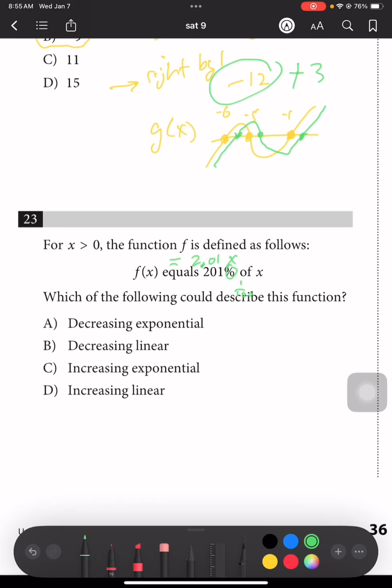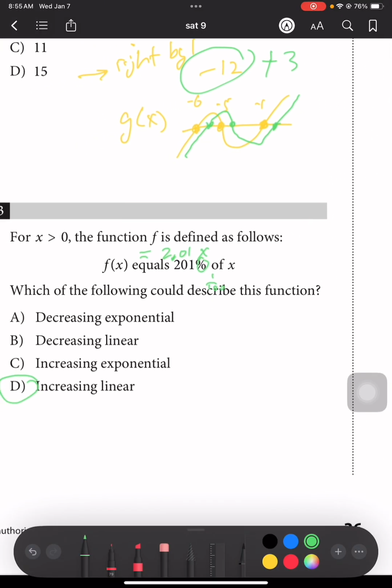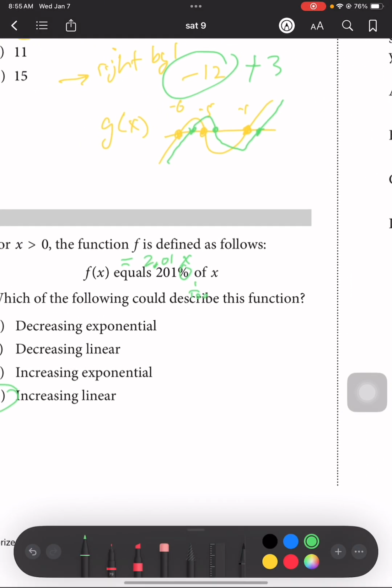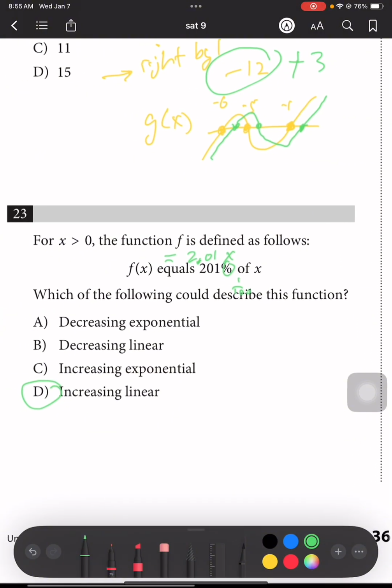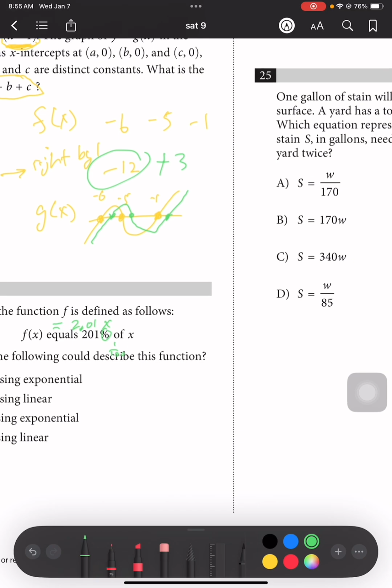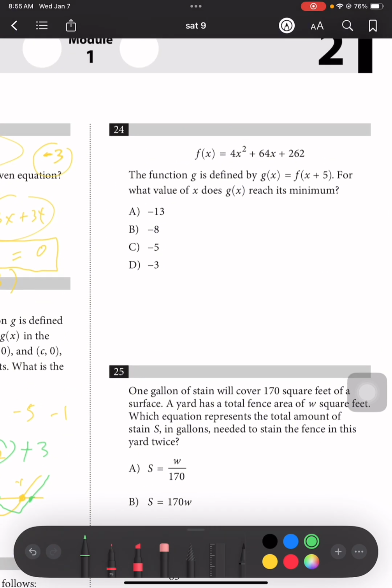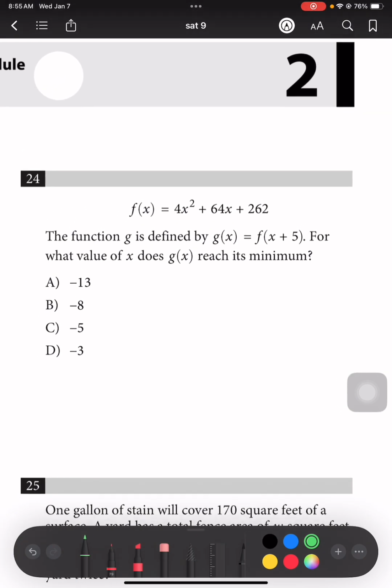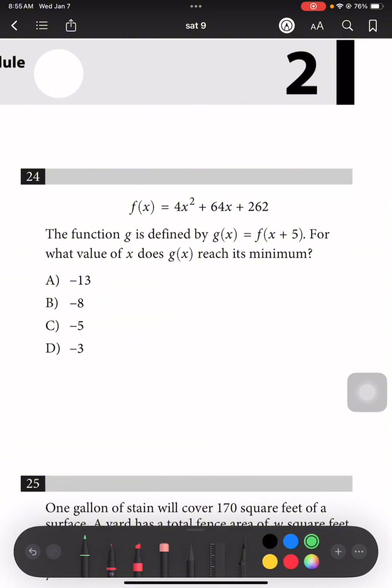Well, that's just an increasing linear. It's not exponential because it didn't say power of x. It's not decreasing linear because there's no negative slope. Negative slope is decreasing linear. There's a positive slope. So 24, the function, for what value does this reach a minimum?